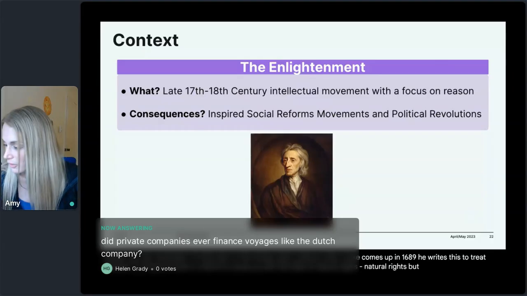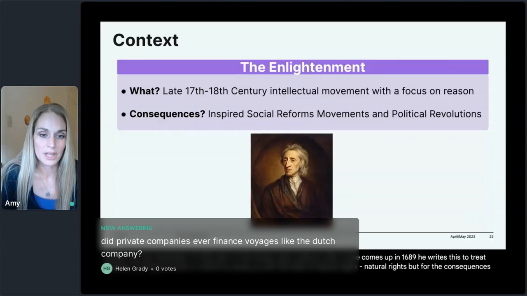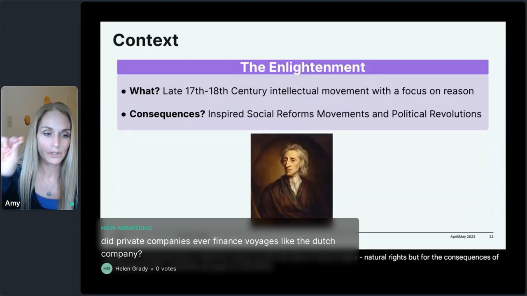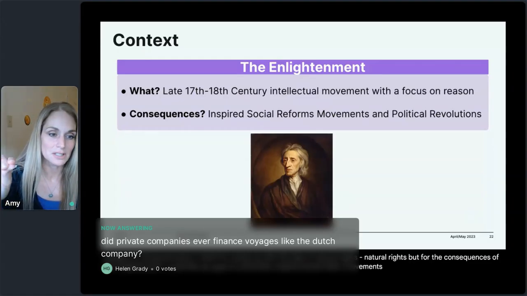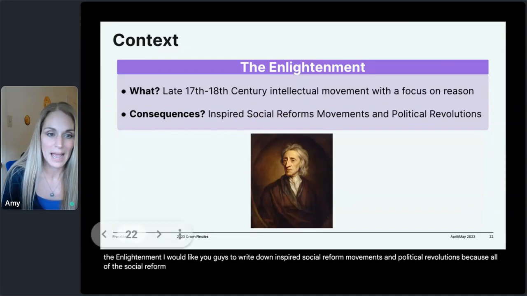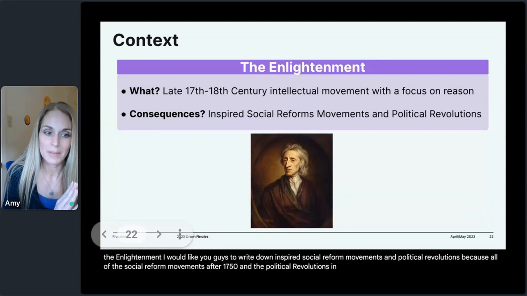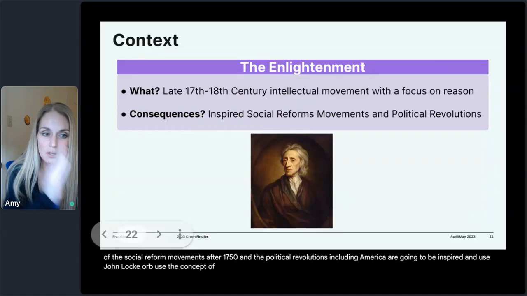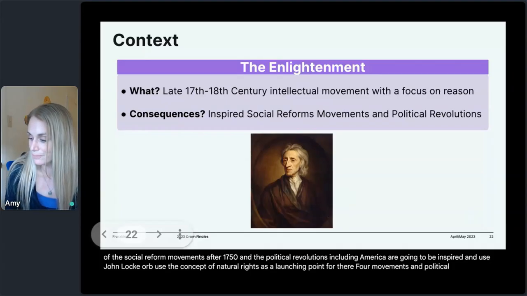But for the consequences of the Enlightenment, I would like you guys to write down: inspired social reform movements and political revolutions. Because all of the social reform movements after 1750 and the political revolutions, including America, are going to be inspired by John Locke, or use the concept of natural rights as a launching point for their activities. So, social reform movements and political revolution.